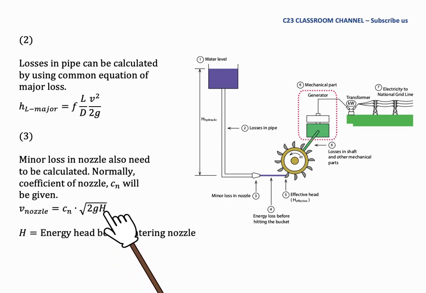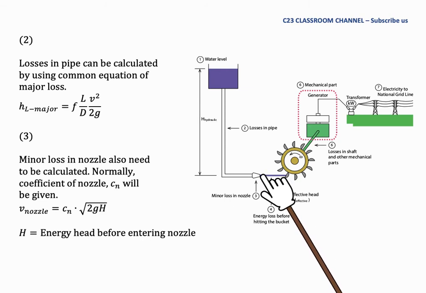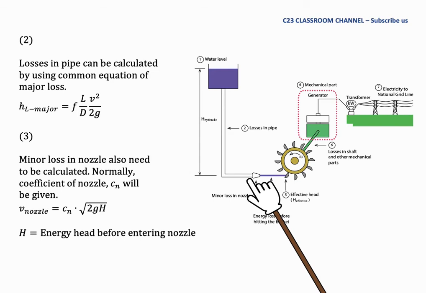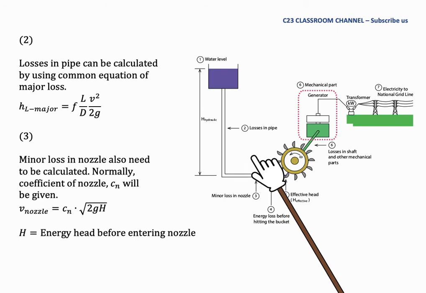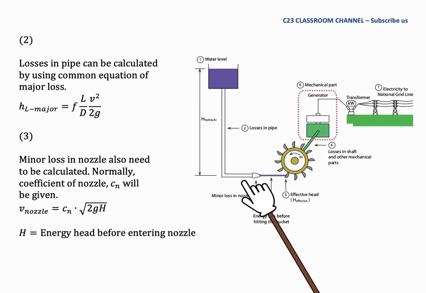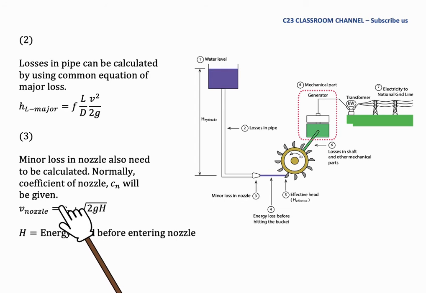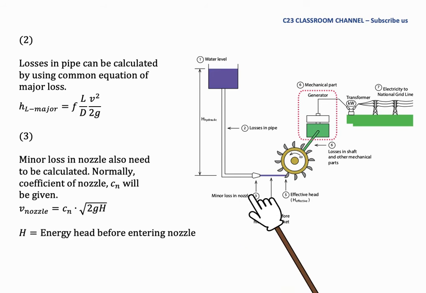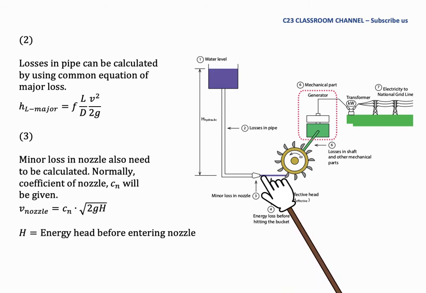And h here is the energy head before entering the nozzle, because we want to calculate the velocity after the nozzle. So we need to know the head of energy before it enters the nozzle, because we use the previous energy head and multiply it with a certain coefficient, in this case the coefficient of nozzle, Cn, to get the velocity after it goes out of the nozzle.